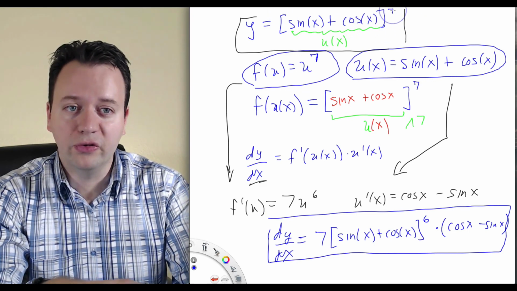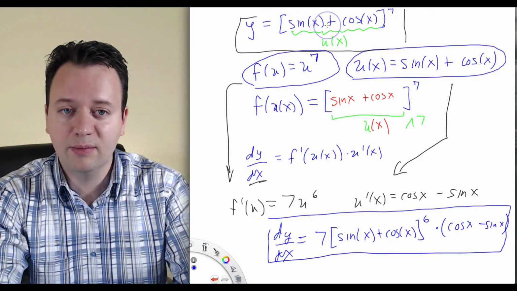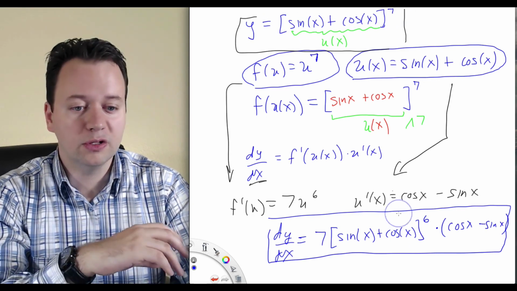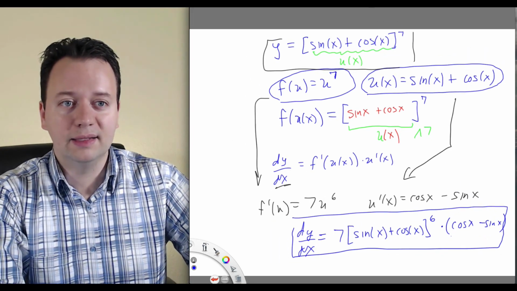In other words, the 7 comes down, you treat the inside as just one blob, you get 7 times blob to the 6th, and then we just multiply it by the derivative of the inside. So that exactly is the chain rule.